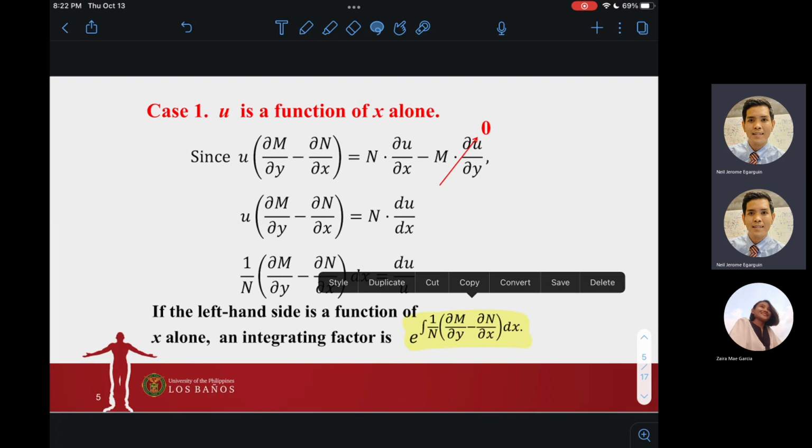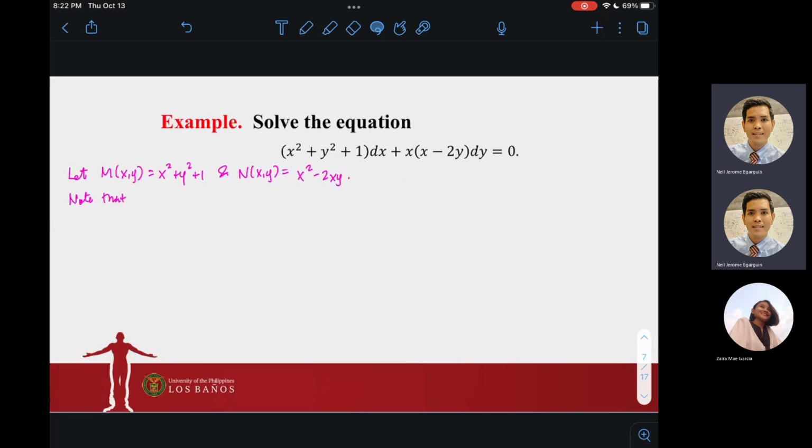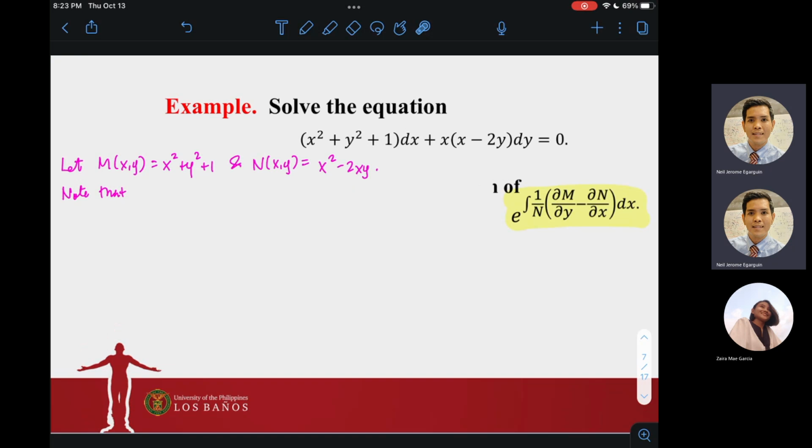Okay, let me just copy this. Lipat ko to. I-check ko muna kung yung integrand dito, okay, I'll check if this integrand ay function lamang ni x. Kapag katong integrand na to ay function lamang ni x, then I can compute for the integrating factor in the variable x alone. All right? So that's why let's see about that.